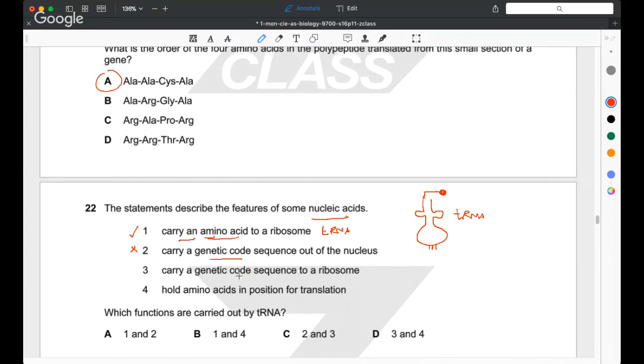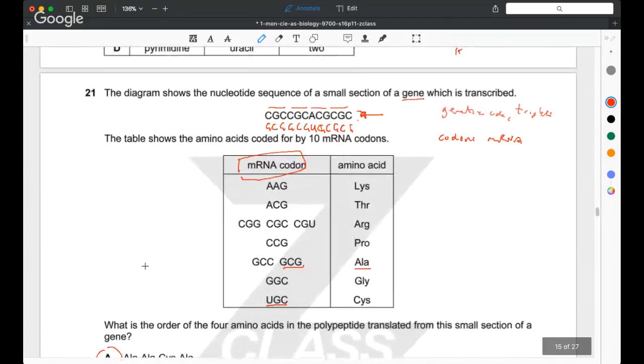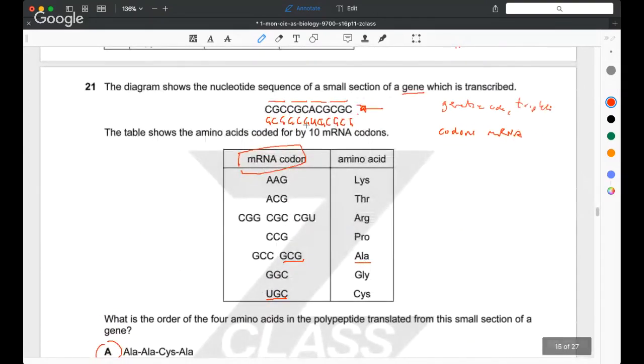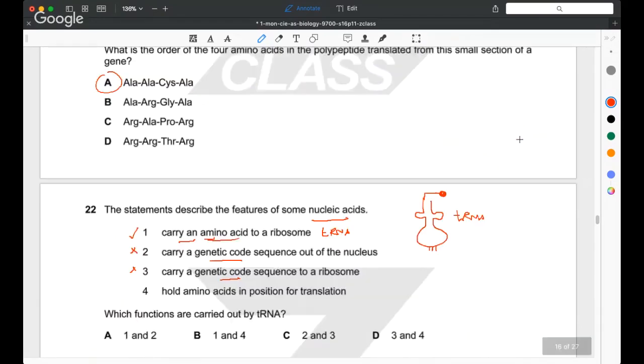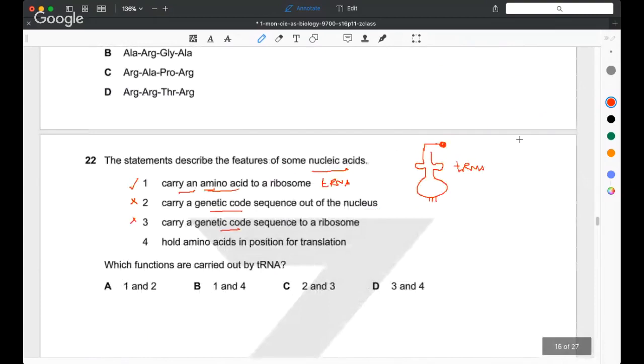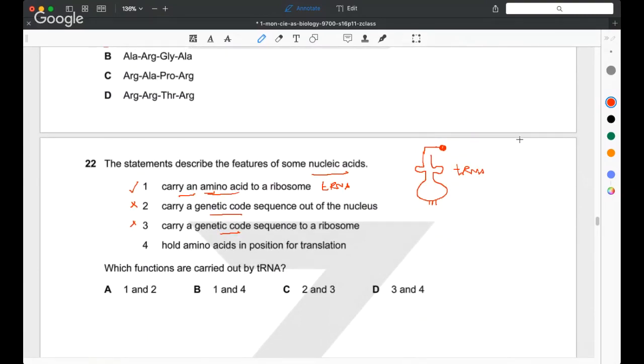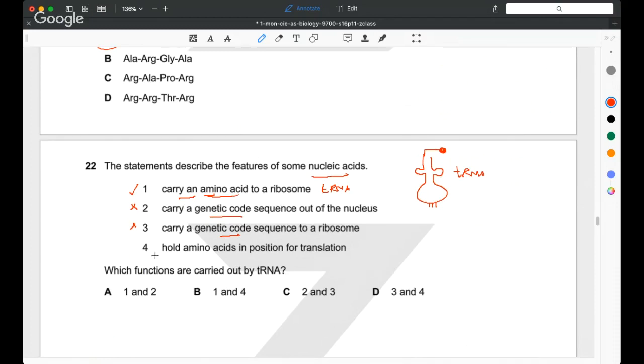And the same way, the genetic code can't be carried to a ribosome, can it? The genetic code that's been transcribed as codons in messenger RNA, that's the nucleic acid that can move into the ribosome. And so that's wrong, that's wrong.